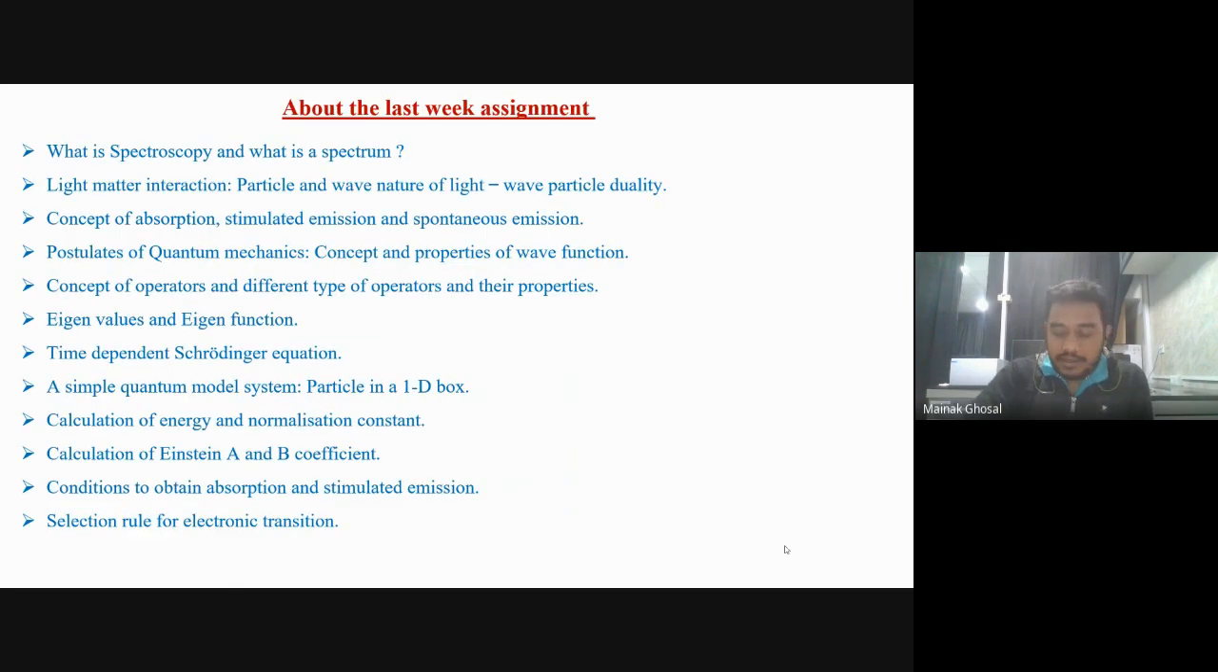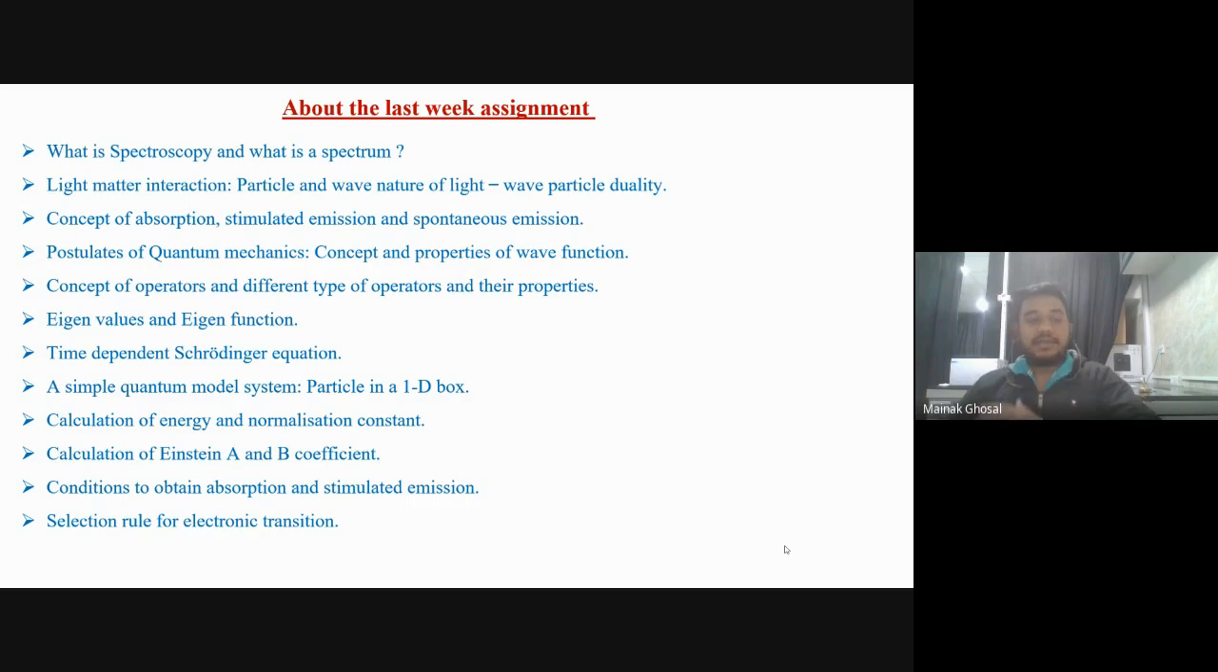Actually, I am just briefly recapping what I have discussed in the previous week: what is spectroscopy and what is a spectrum. I have told that whenever you go into chemistry, you need spectroscopy, and then it was discussed about light matter interaction, where there were two schools of thought. One thought that light is a particle, another thought that light was a wave. There was a conflict between these two, and there was sufficient evidence for both. From that, the concept of wave particle duality came.